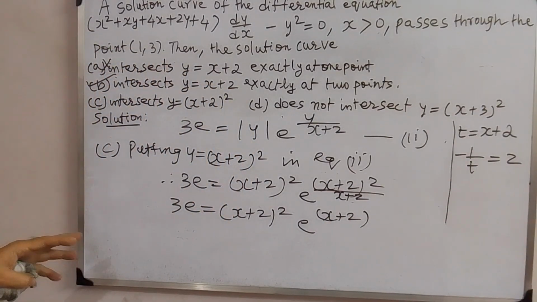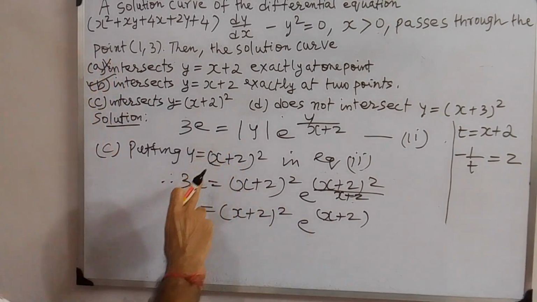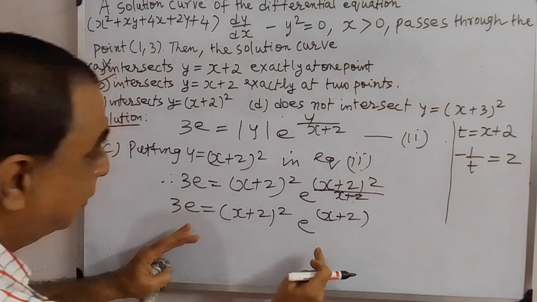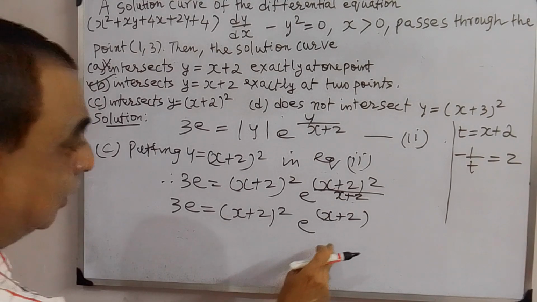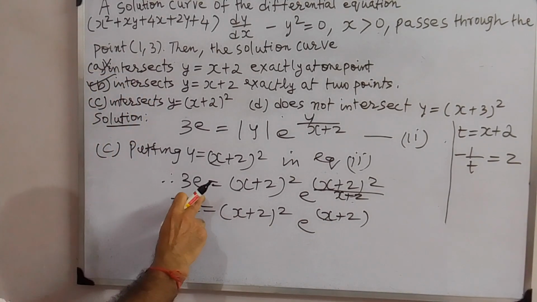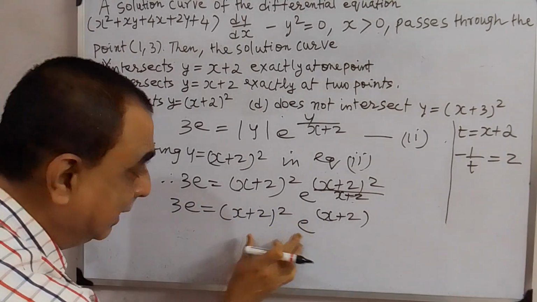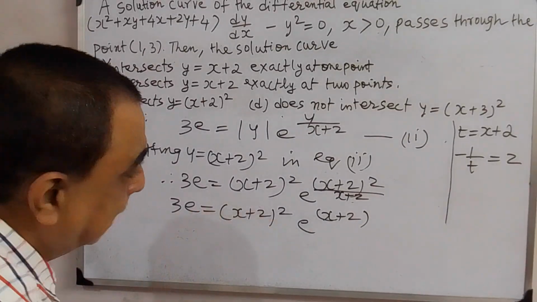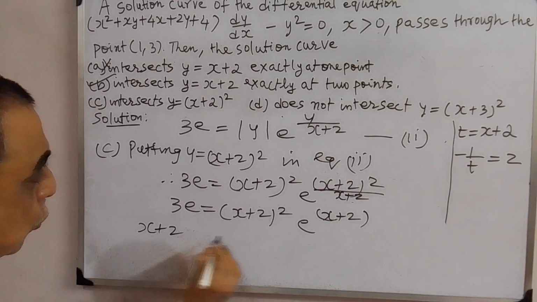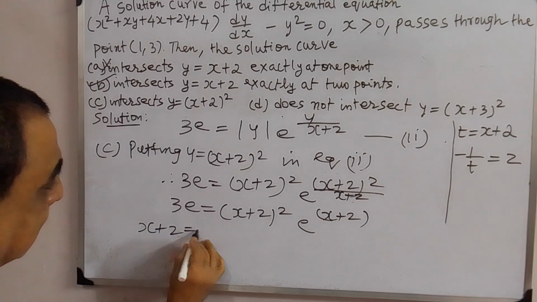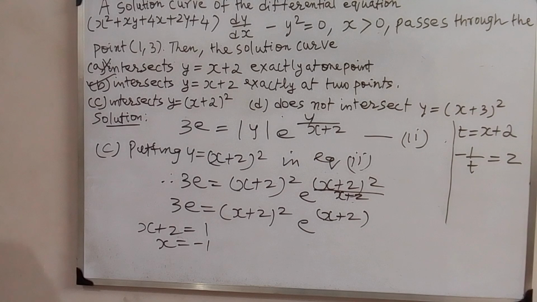Now see, if the curves are intersecting, then the left hand side and right hand side should both be equal. So the power of e on the left hand side and right hand side should be equal, and the coefficient of e on the left hand side and right hand side should be equal. So first we are equating the power of e: here it is x plus 2, and here the power of e is 1. Okay, so x is what? We are getting x equals minus 1.